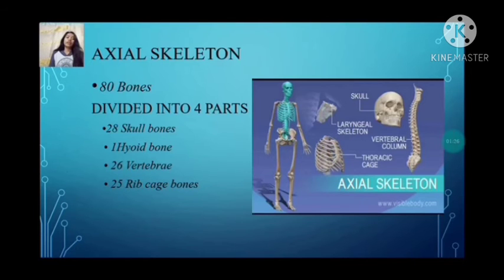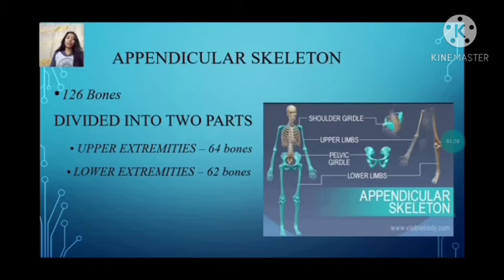In the appendicular skeleton, we have 126 bones. The appendicular skeleton consists of the bones of the upper limbs, lower limbs, shoulder bones, and hip bones. The 126 bones are divided into two parts: upper extremities and lower extremities. In the upper extremities, from shoulder to arm, we have 64 bones. And in the lower extremities, from hip to foot, we have 62 bones.